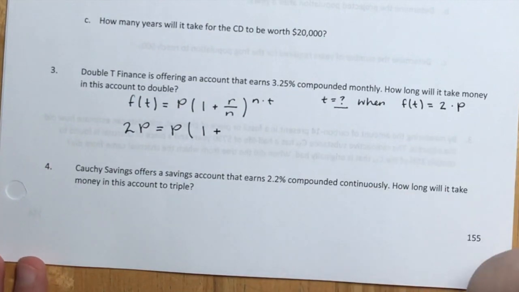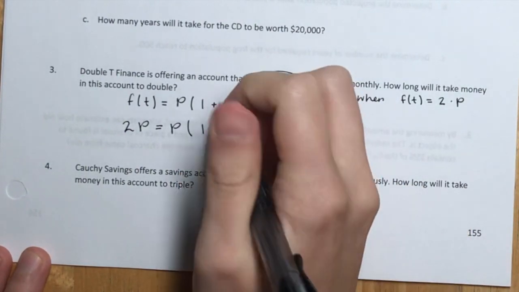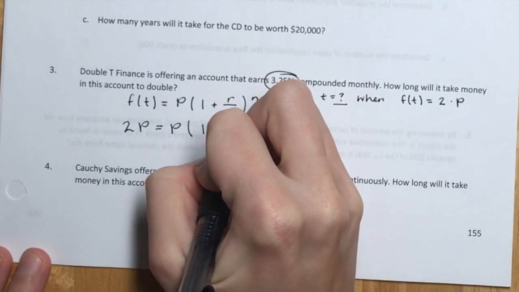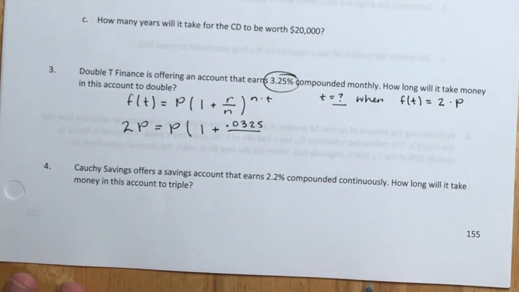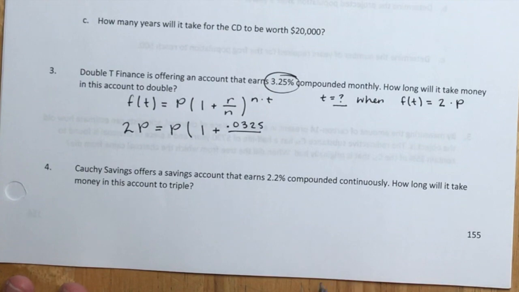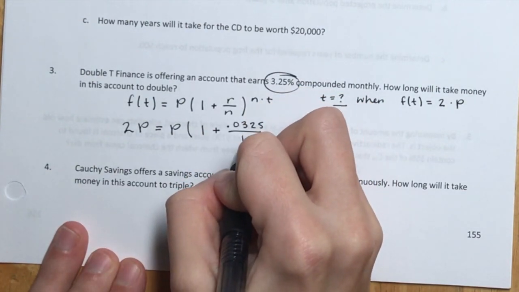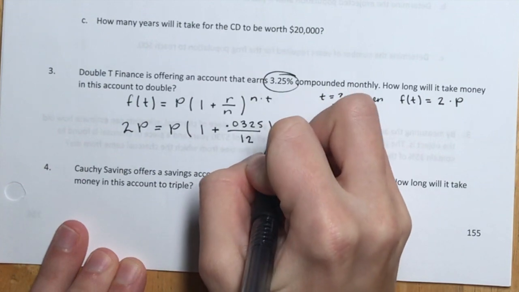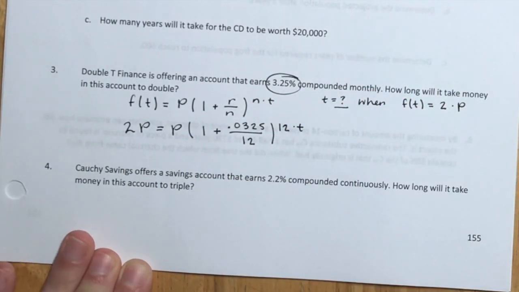What is r for this problem? What is our annual rate? Well, it's that 3.25, right? So 0.0325. We can't forget to move that decimal over. And it's compounded monthly. So how many times per year is it going to be compounded? 12, right? 12 months in a year, so we're going to compound it 12 times. And we're solving for t.